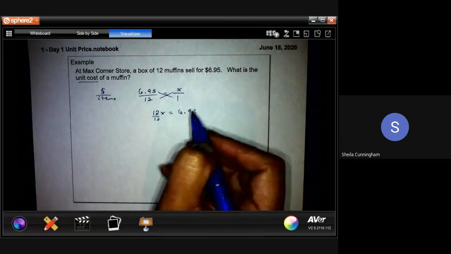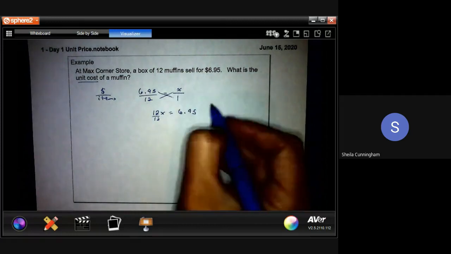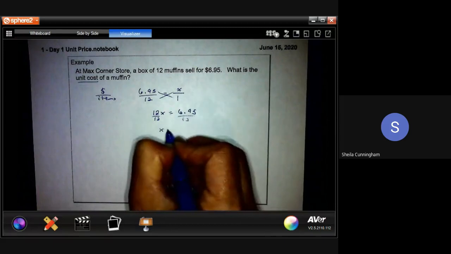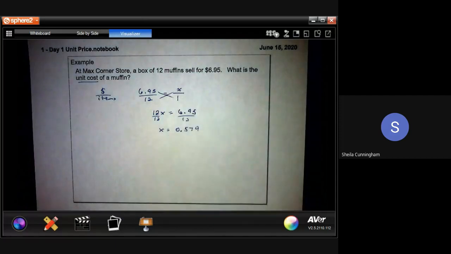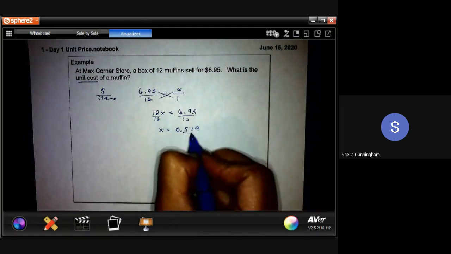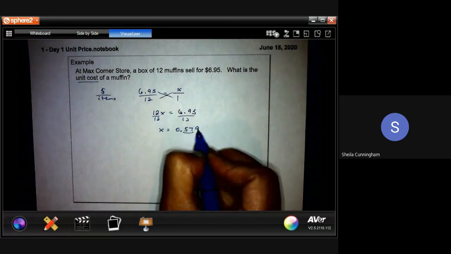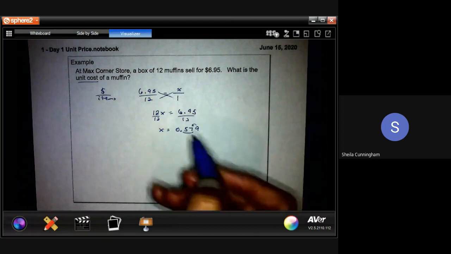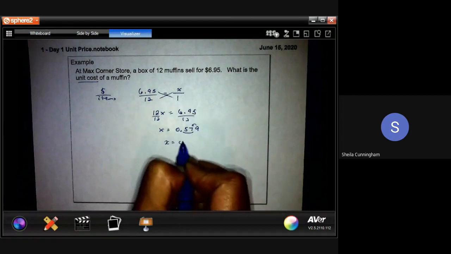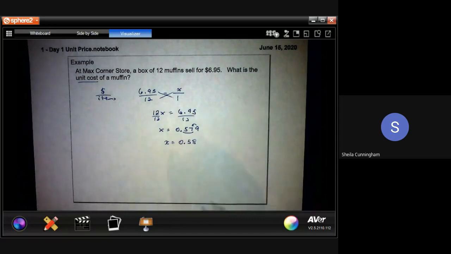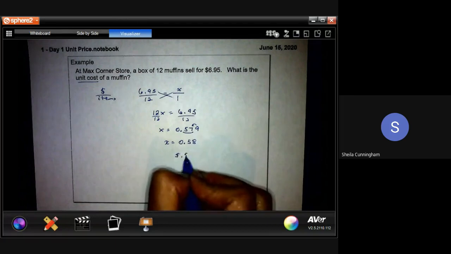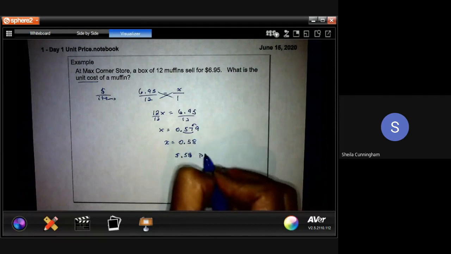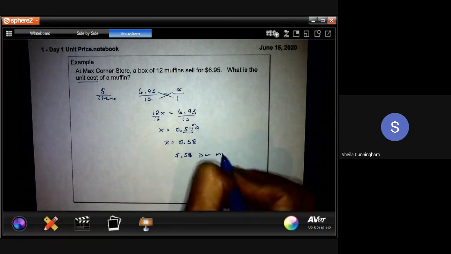So $6.95 divided by 12 is going to give me 0.579. Same thing again: we've got 2 decimal places, but because the third decimal place is larger than 5, that's going to bump this 7 up by 1. So this is going to be 0.58. Each muffin is going to cost 58 cents.